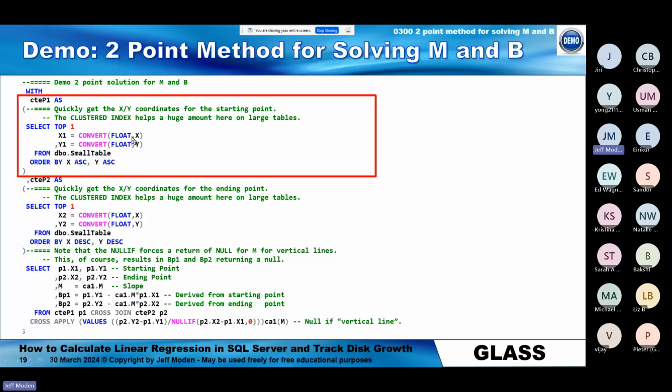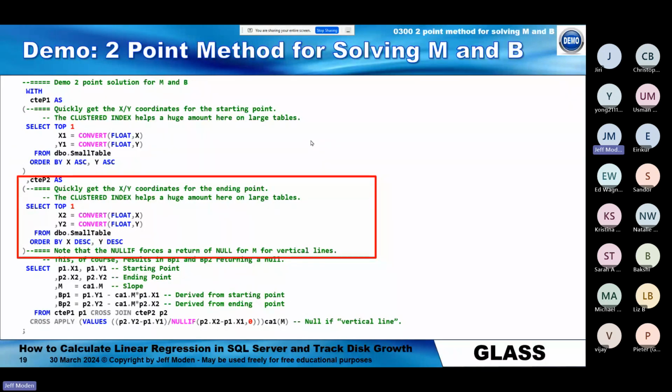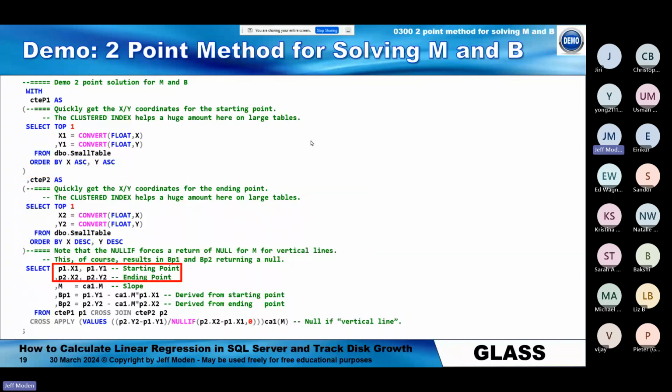If you notice, I'm converting x and y to float. And we'll talk more about why I do that in a little bit, but we're reading that from the small table. And this first part is getting our first coordinate. This gets our second coordinate. And so we're necessarily hitting the table twice here. And then we simply display those two sets of coordinates.